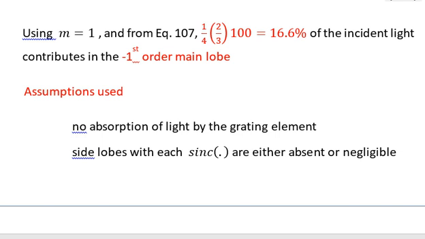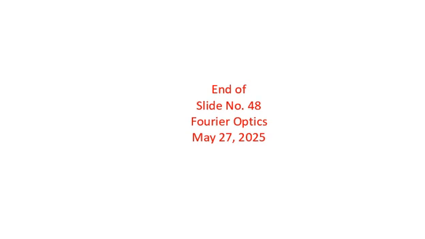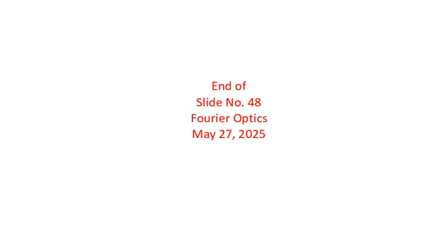The second assumption that we have used is that side lobes with each sinc are either absent or negligible, because we have not calculated the power going into the side lobes. We have just calculated the power going into the main sinc lobes, that is, the main sinc lobe in the center and the other two sinc lobes on either side of the main lobe. So for that, we have to assume that side lobes with each sinc function are either absent or negligibly small. So this is the end of slide number 48.